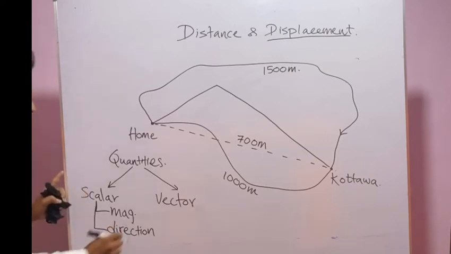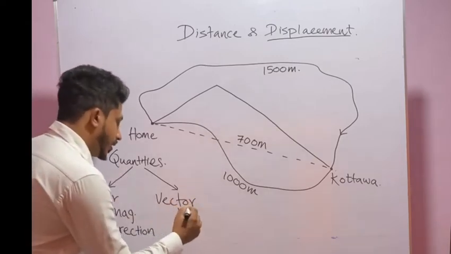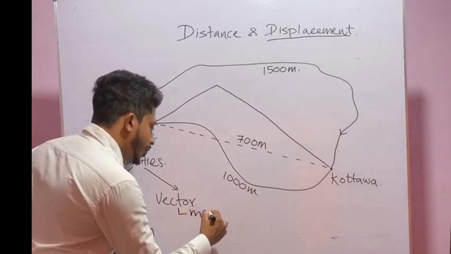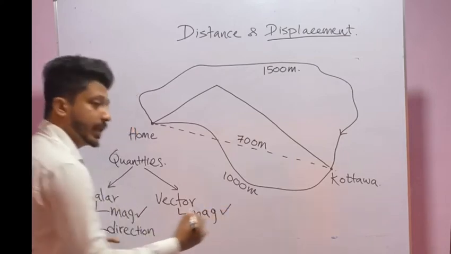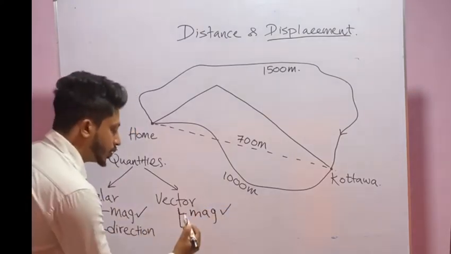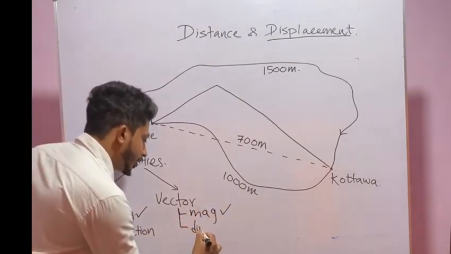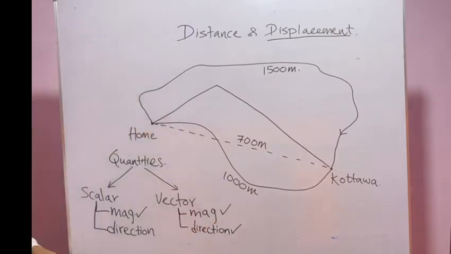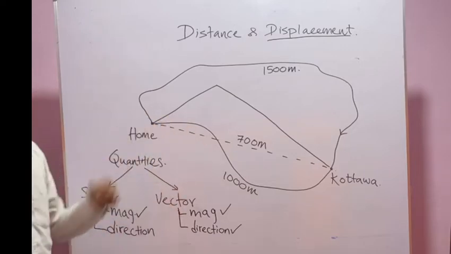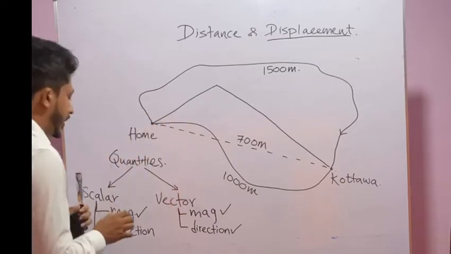Vector quantities have magnitude, like scalar quantities. It has a magnitude and also it has a direction. I know that you did not understand this very well, so let's see an example. What is the example?